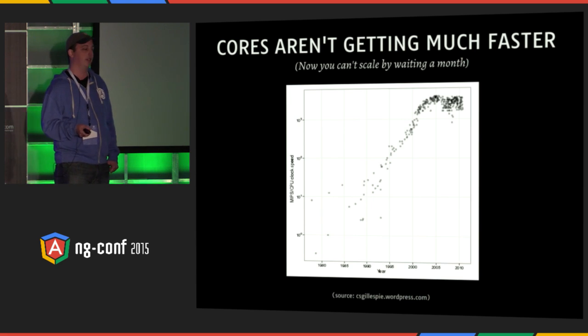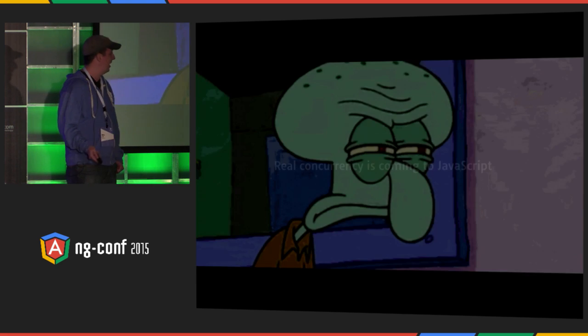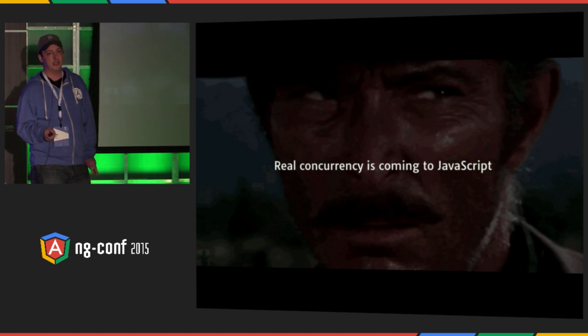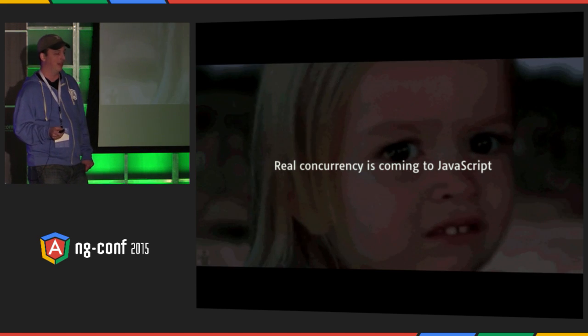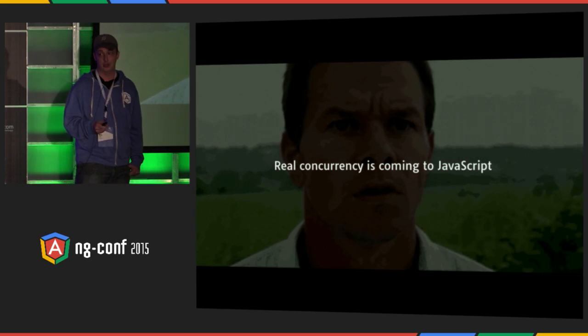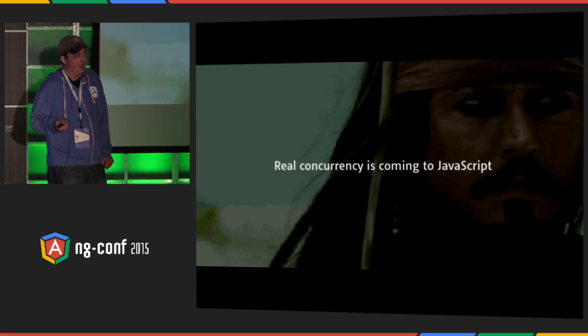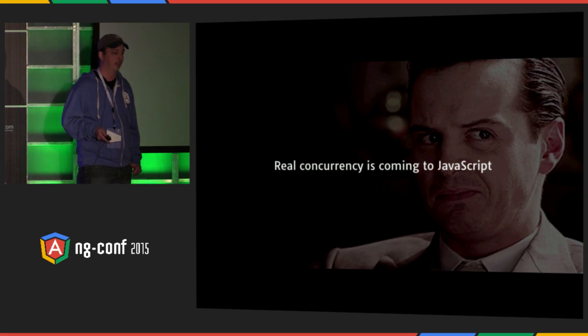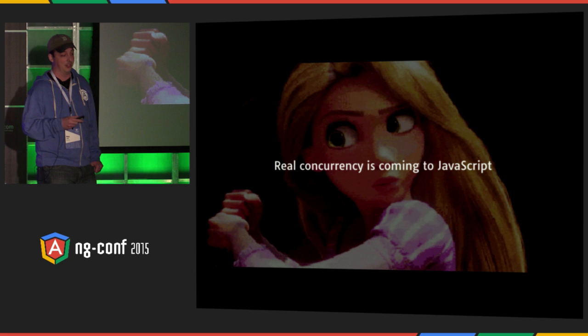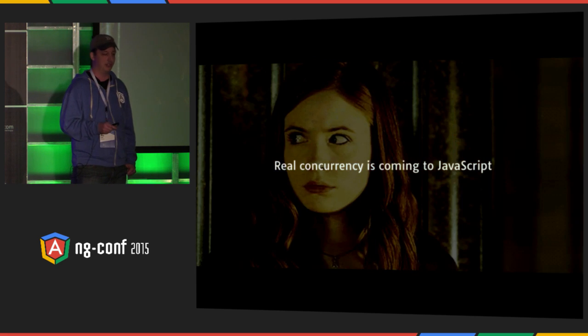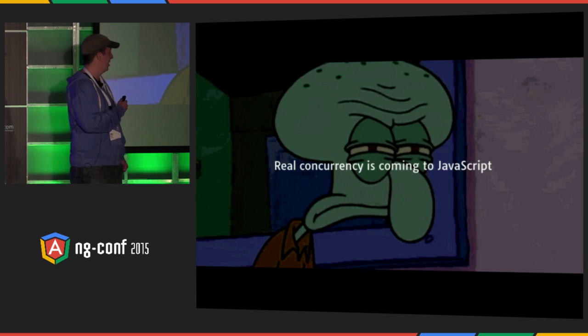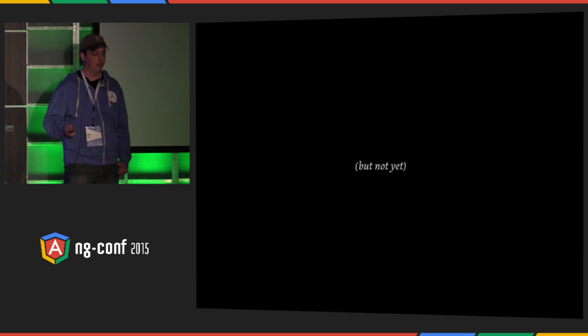Those days are over. So what's going to happen? Real concurrency is coming to JavaScript. Now, I don't know when. It is going to happen, rest assured. Maybe in my lifetime, maybe not. But the last time anyone said this, it was Jafar Hussein, and the whole room looked like these guys when he said it. But not yet, so you're safe for now.